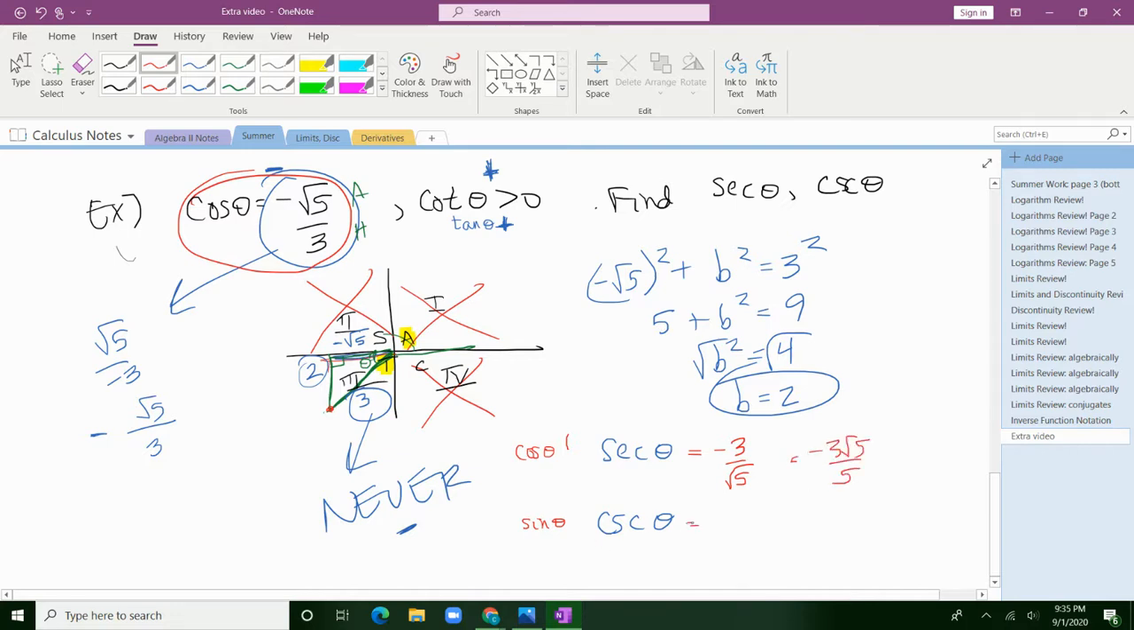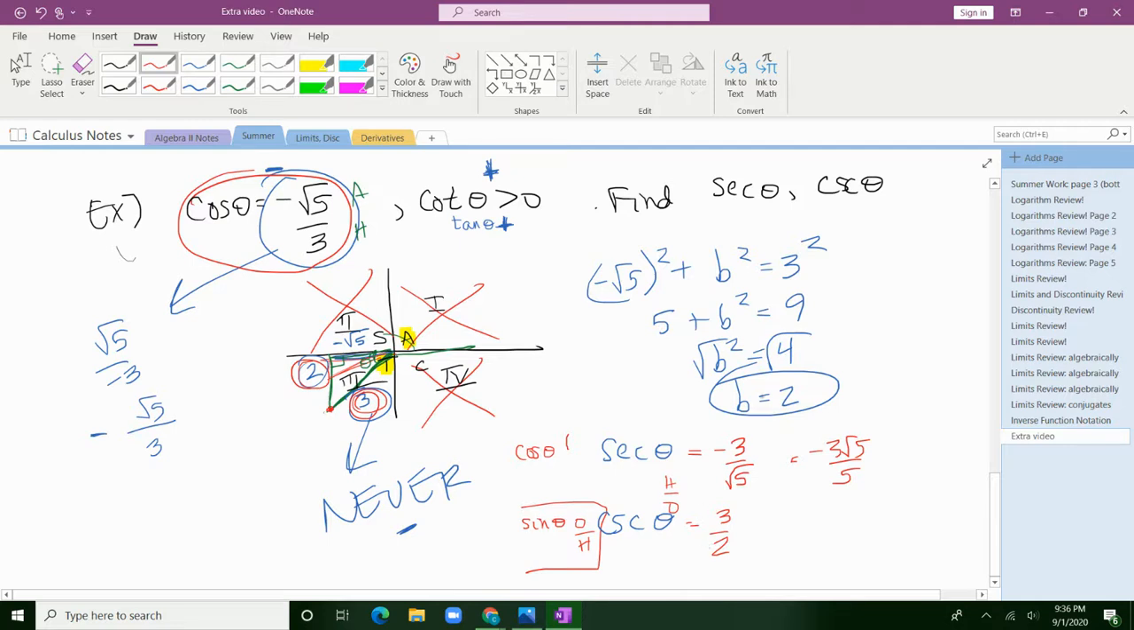Now, cosecant is the reciprocal of sine. Sine would normally be opposite over hypotenuse, so cosecant will be hypotenuse over opposite. So hypotenuse over opposite, the opposite of my angle. 3 over 2. And I do need a negative 2 here.